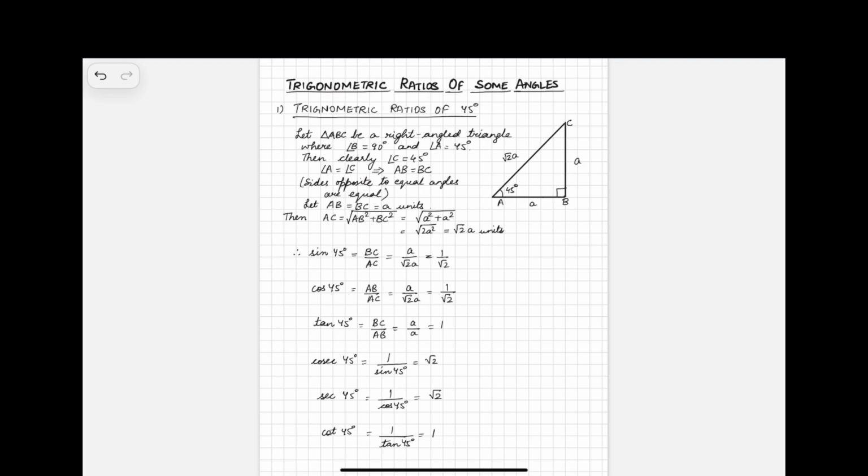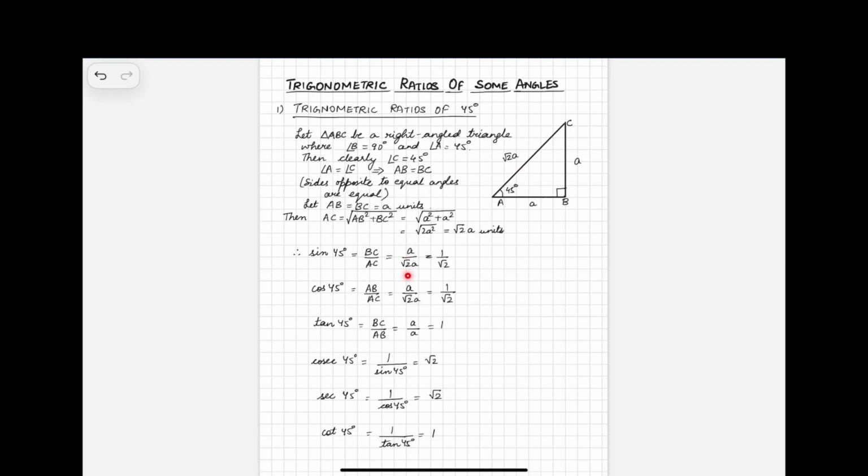Then AC is equal to square root of AB square plus BC square, which is a square plus a square, that becomes 2a square. So it becomes root 2 a. Therefore sine of 45 degrees is equal to BC by AC, that is perpendicular by hypotenuse.